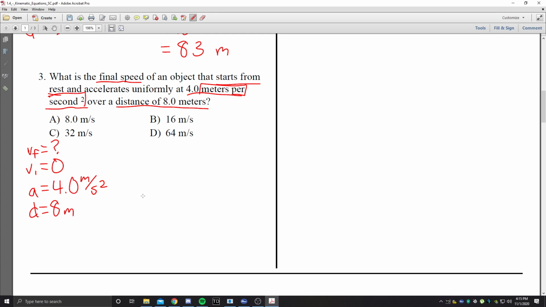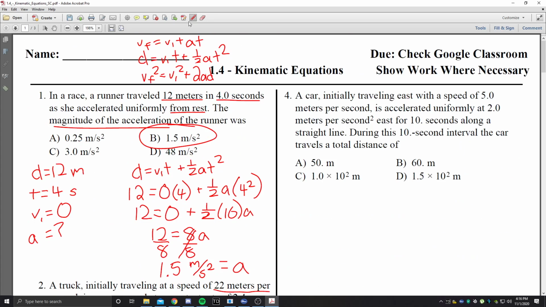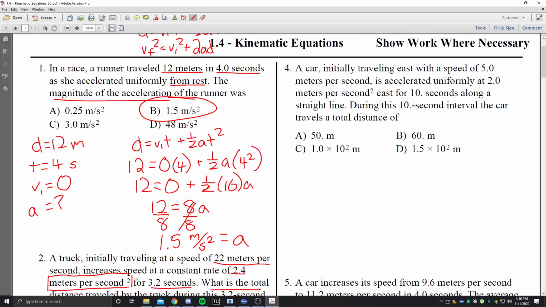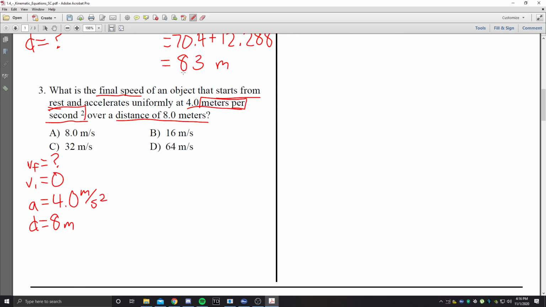So which formula can you use? Again, you're looking at these terms. You have VF, you have VI, you have A, and you have D. If you match your formulas right here, let's look at the first formula. We have VF, we have VI, we have A, but we don't have T. If we don't have one term, we cannot solve for the answer using that equation. So the only equation that you can use is the third one. This is everything you need.